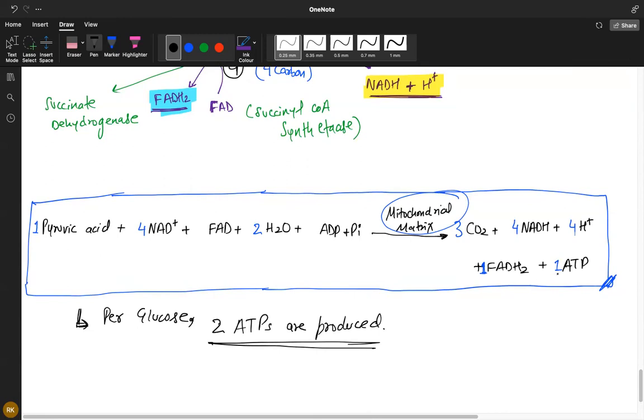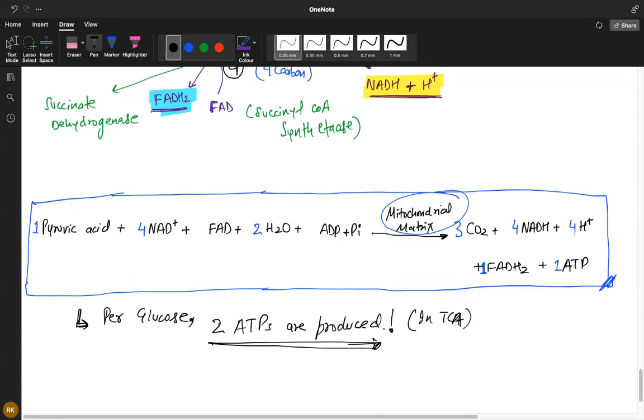Because one pyruvate gives one ATP, and one glucose gives two pyruvate. So this cycle will run 2 times because of one glucose. So 2 pyruvate will give 2 ATPs. So 2 ATPs are produced in TCA per glucose.